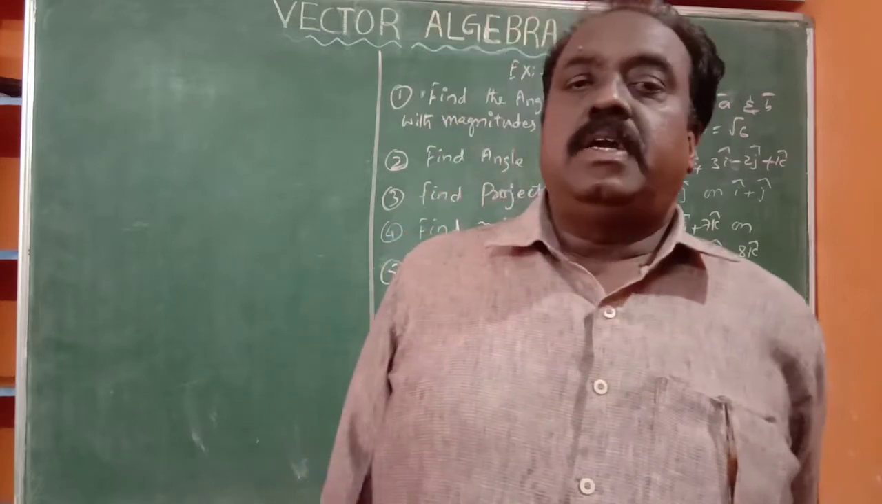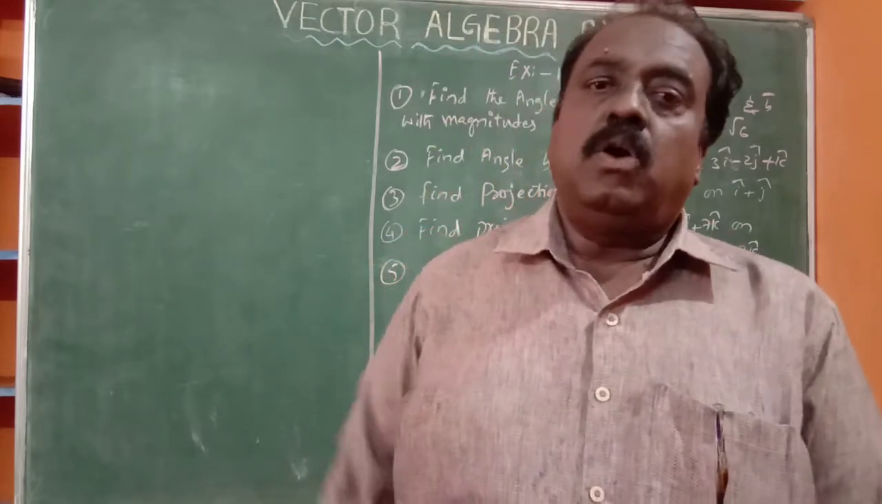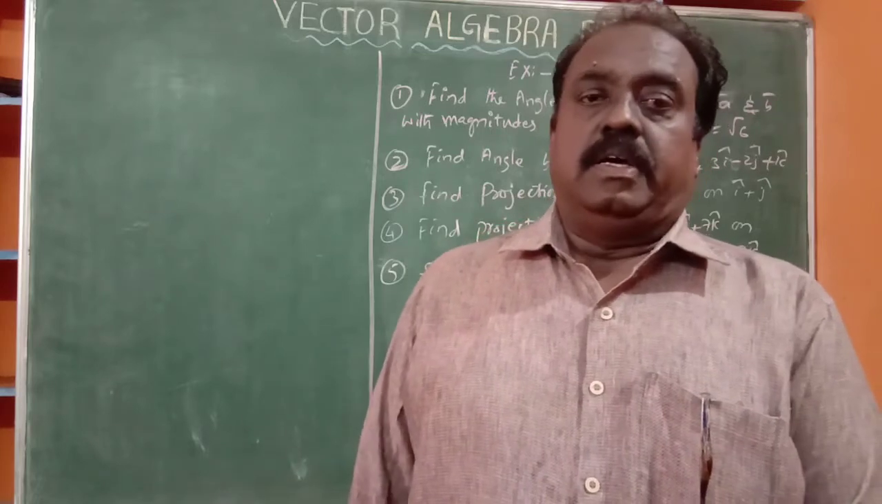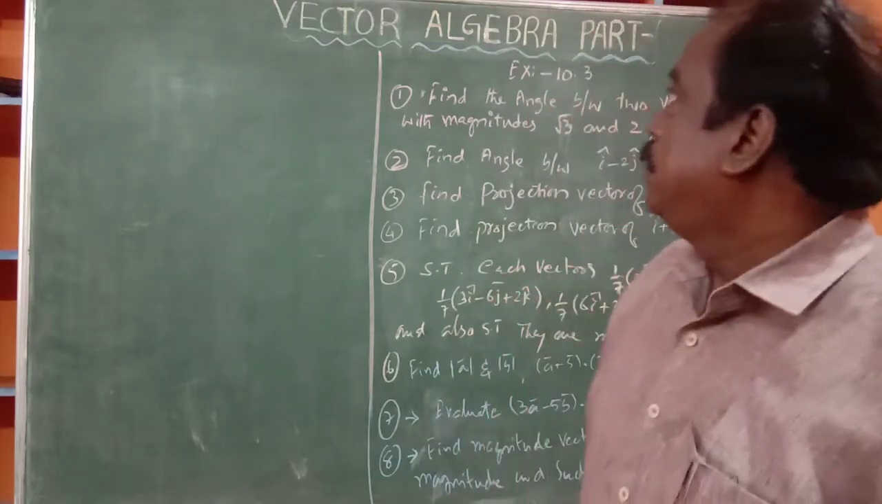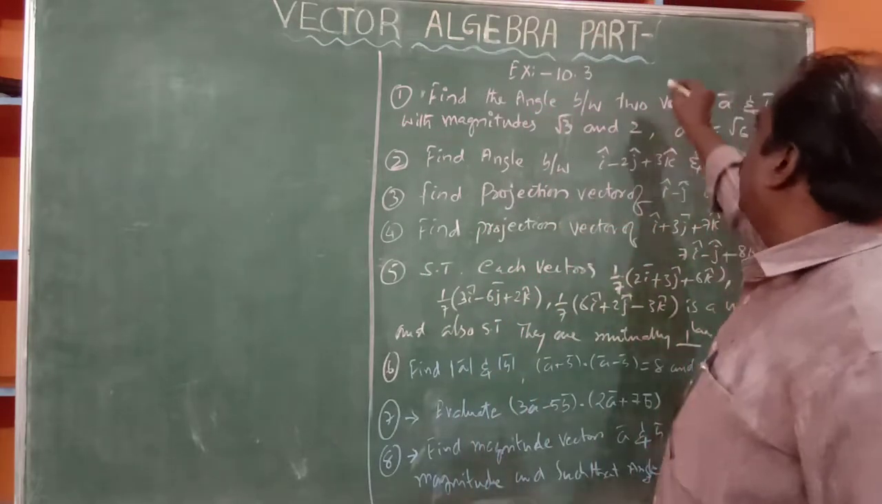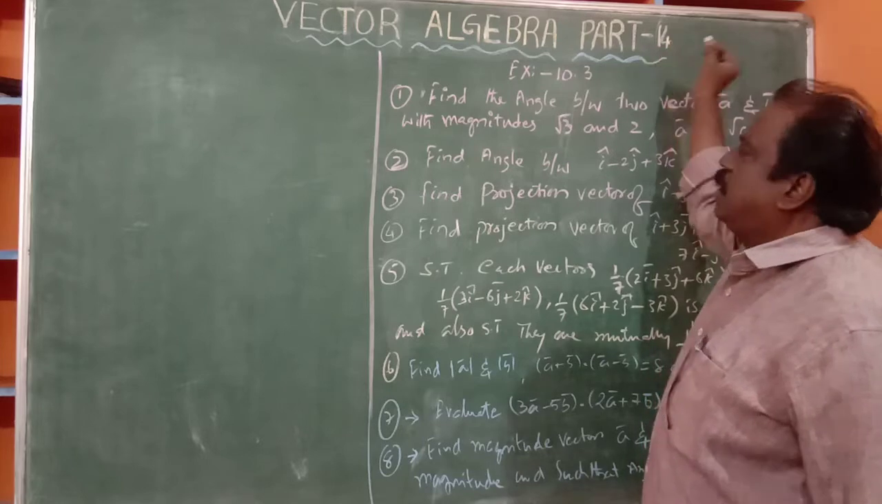Already we completed 13 parts of vector algebra. Now we are going to start exercise 10.3. Okay, now 10.3, this is the 14th part.